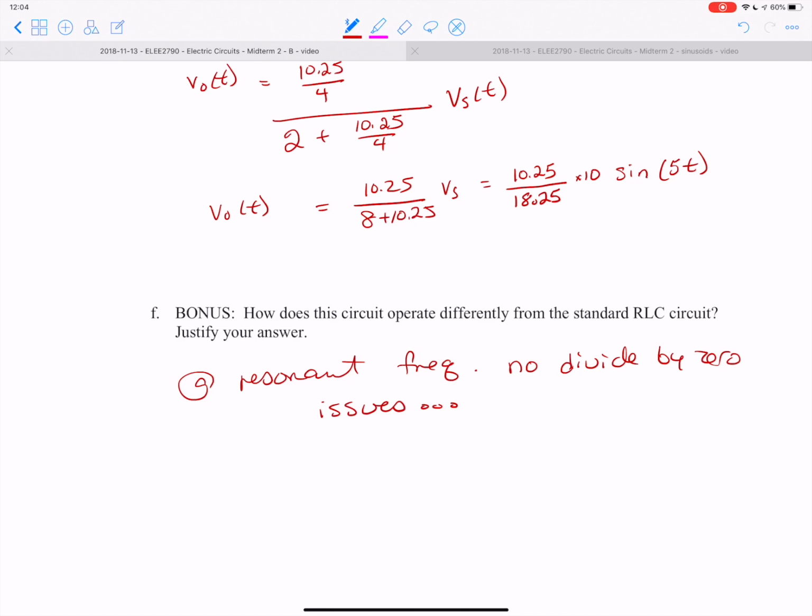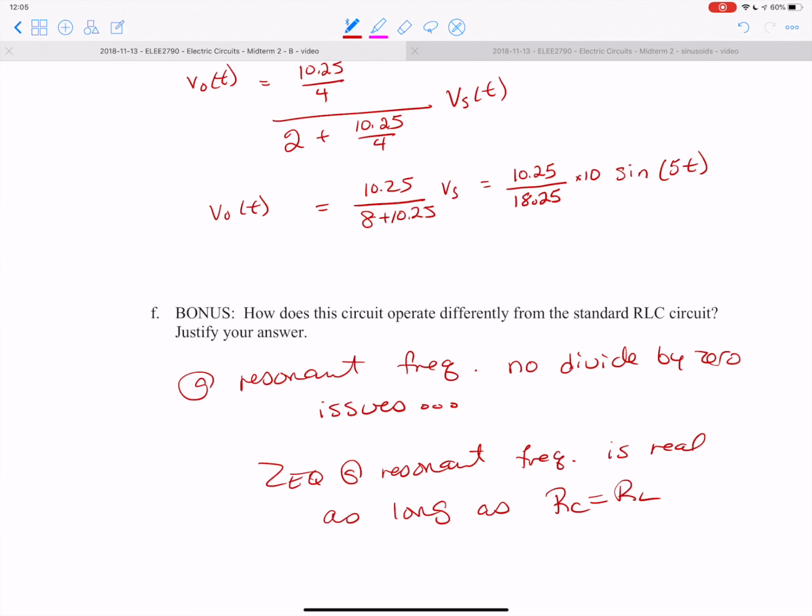So that's kind of nice, because in your standard RLC circuit, you have an impedance where you're dividing by zero, which creates problems mathematically, and you could have things that go off to infinity. In this case, that doesn't happen. Nothing goes off to infinity, and you have a purely real impedance as long as RL equals RC. So ZEQ at resonant frequency is real as long as RC equals RL, those two resistors are matched.